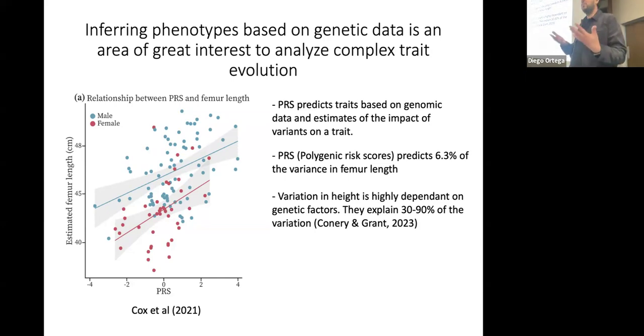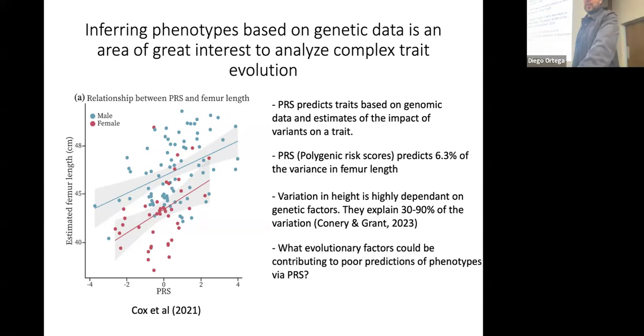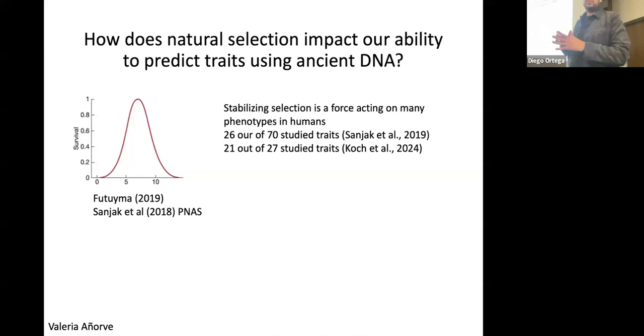And there's a question of why this is happening. There are many things involved. And one of the main questions people have been trying to tackle is what evolutionary factors could be contributing to poor predictions of phenotypes via polygenic scores.